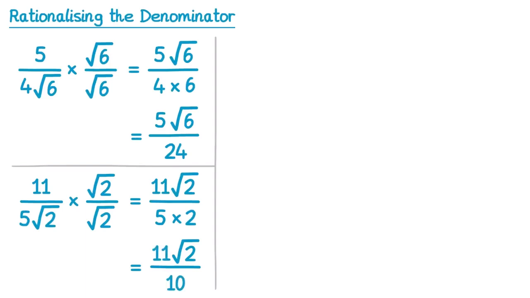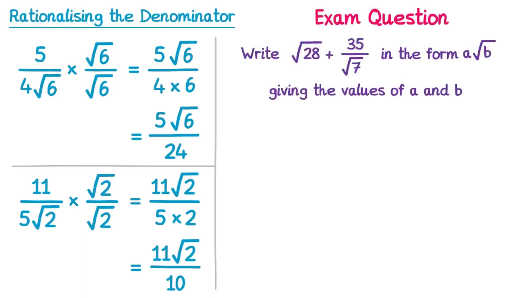Now that you've become familiar with how to rationalise the denominator, let's have a look at how it could be used in an exam question. So we've got the question, write root 28 plus 35 over root 7 in the form a root b, and we need to give the values of a and b once we've found them. At the moment we can't add these two things together because they don't have the same number inside the root, so we're going to need to do some simplifying first.